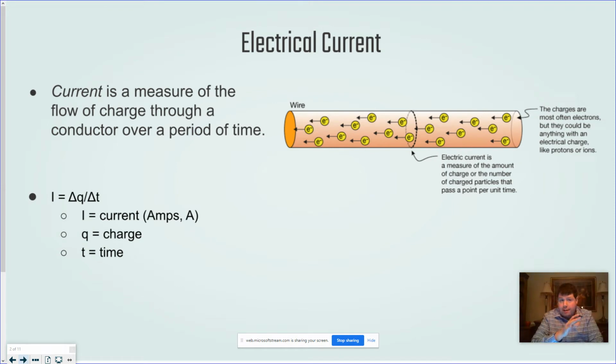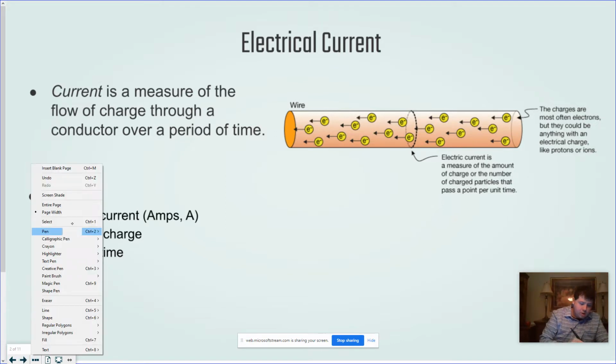So, electrical current is a measure of the flow of charge through a conductor over a period of time. If you have a wire, it's a way for us, in a sense, to measure the speed of those charges in that wire, how fast or how much charge gets through a section of that wire in that time. Now, we typically think of our charge conductors being electrons, but electric current can be any type of charge.